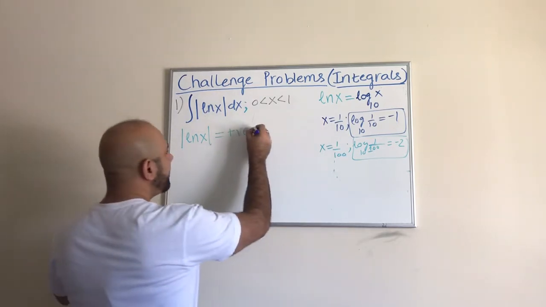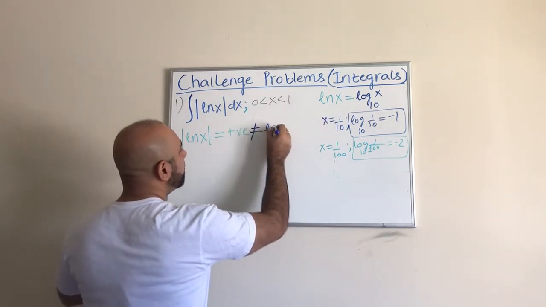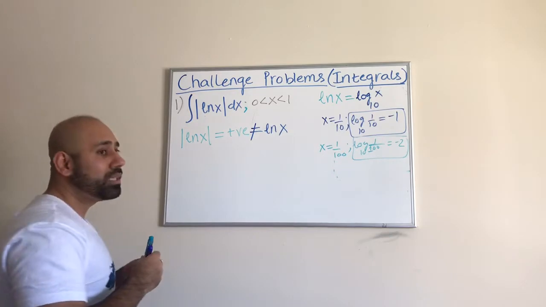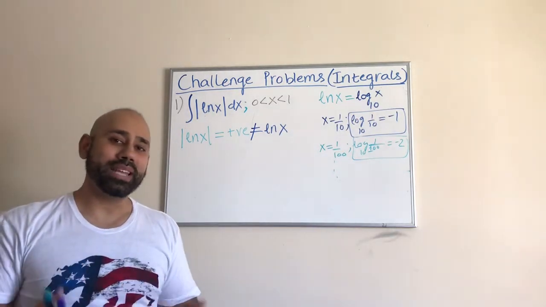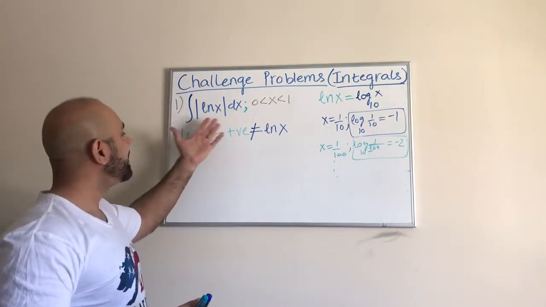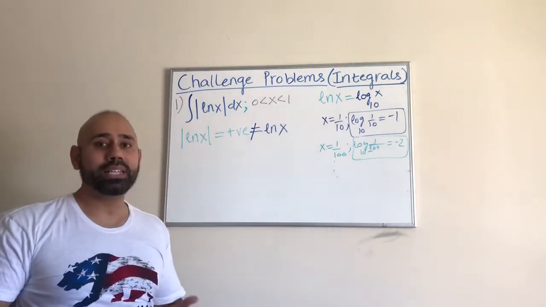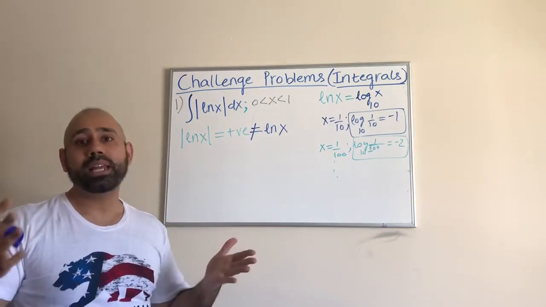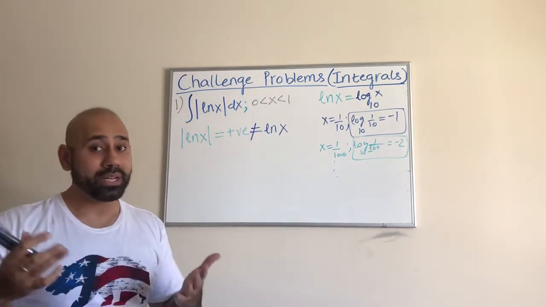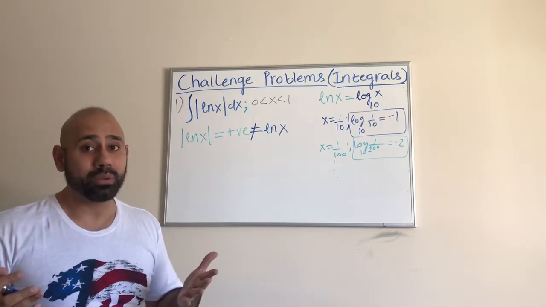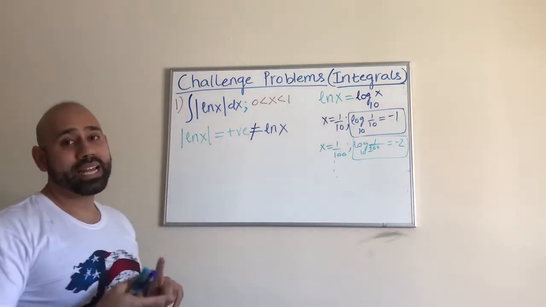So this cannot be equal to just simply ln of x, because that is where most students make mistakes here. They think that this is just going to be ln of x, because they think it is always positive, and logs are kind of positive most of the time, not always. But guys, that is the mistake here.